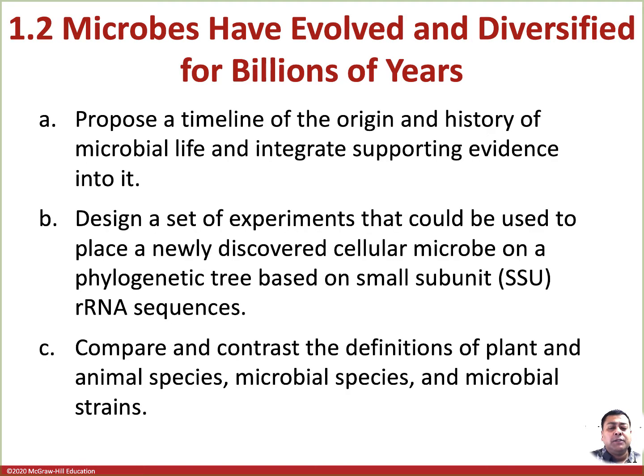Section 1.2 deals with how microbes have evolved and diversified over billions of years. We are going to propose a timeline of the origin, and design a set of experiments that could be used to place a newly discovered cellular microbe on a phylogenetic tree based on a small subunit of the ribosomal RNA sequences. We are going to dissect that word as well. And we're going to compare and contrast the definitions of plant and animal species, microbial species, and some of the microbial strains as well.